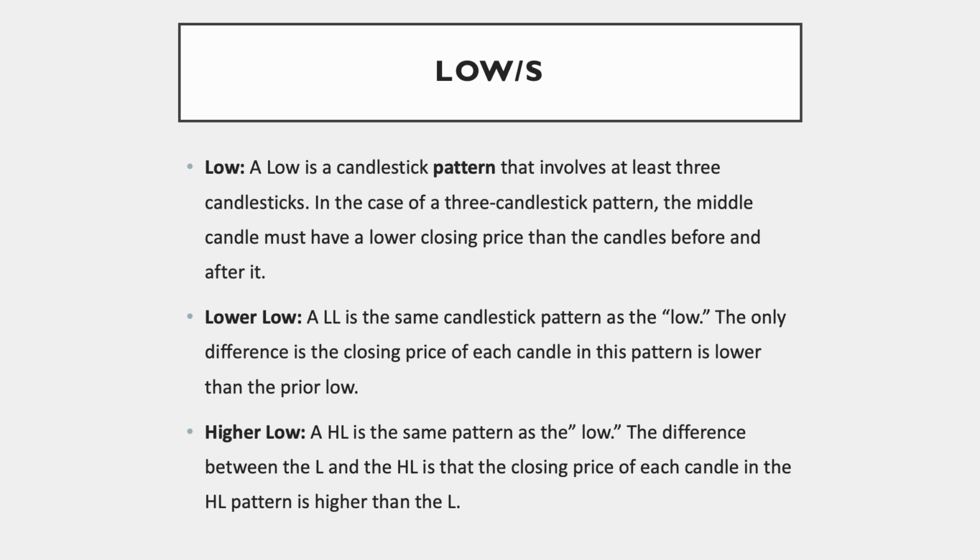A low is a candlestick pattern that involves at least 3 candlesticks. In the case of a 3 candlestick pattern, the middle candle must have a lower closing price than the candles before and after it. A lower low is the same candlestick pattern as the low. Only difference is that the closing price of each candle in this pattern is lower than the prior low.